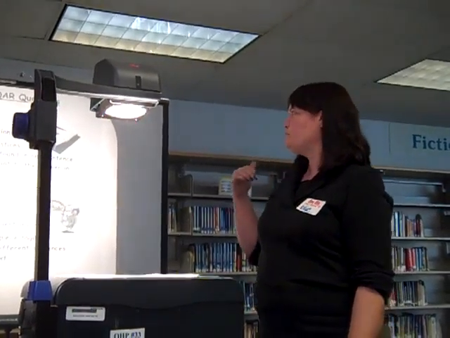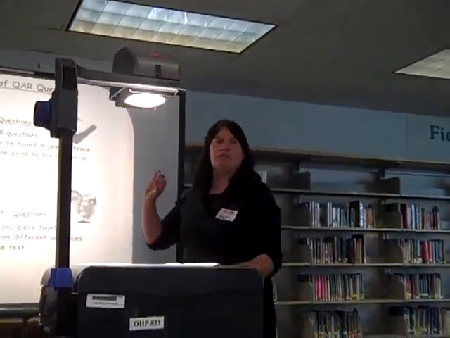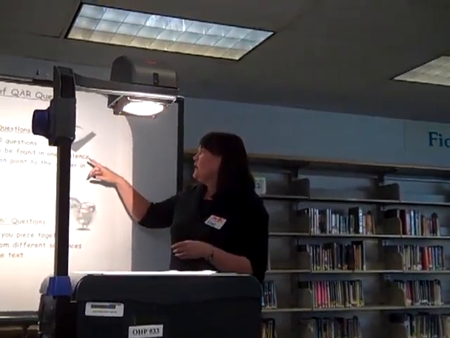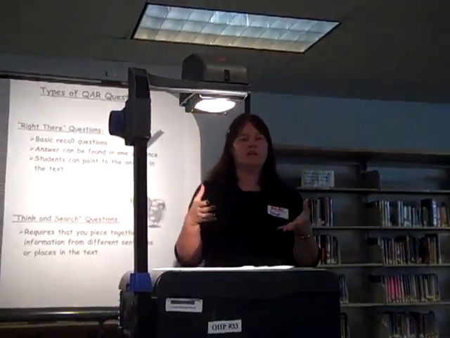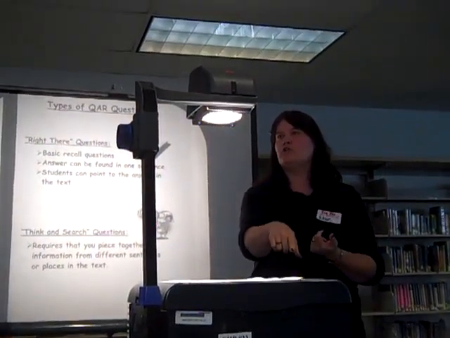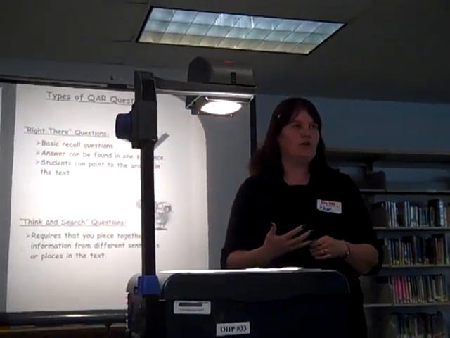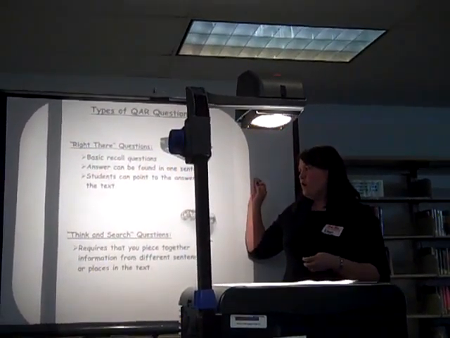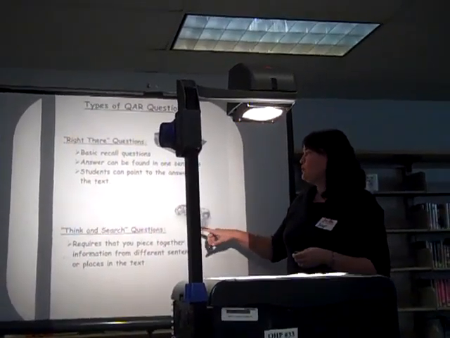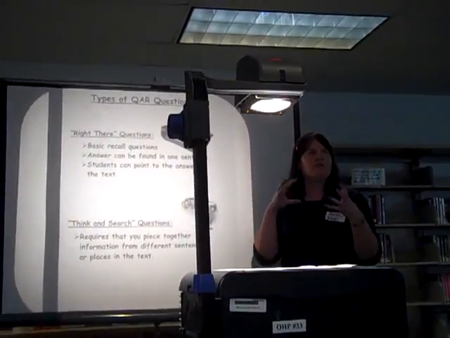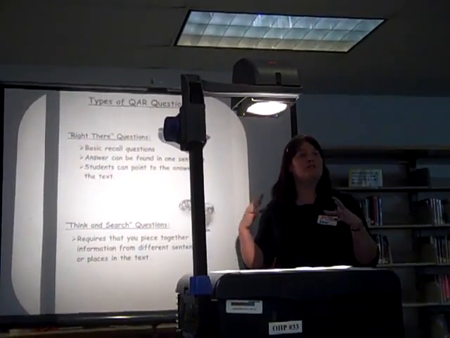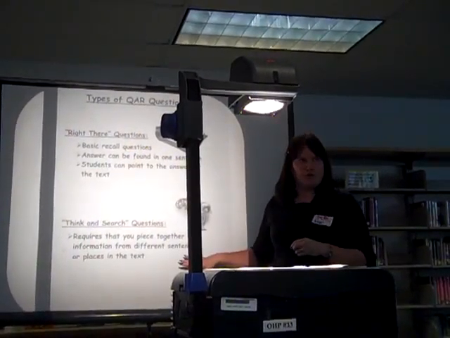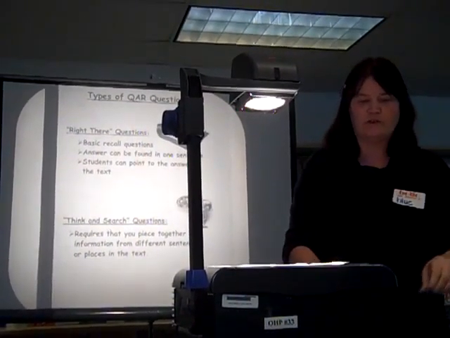The first type of question is the right there question. This type of question recalls basic information from the text that they've read. The answer can be found in one place. The students can literally find it there, and they can literally point to a word that is the answer to that question. The think and search questions are also answered in the text, but you have to piece together information, usually from several sentences, possibly even several paragraphs, to come up with that answer. We'll show you some examples of that.